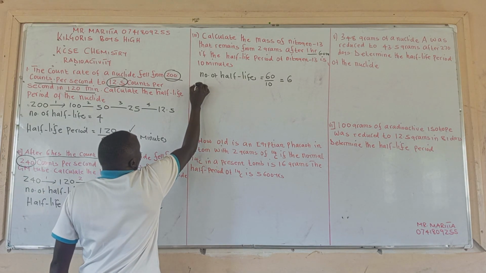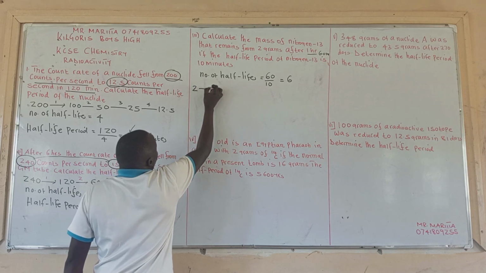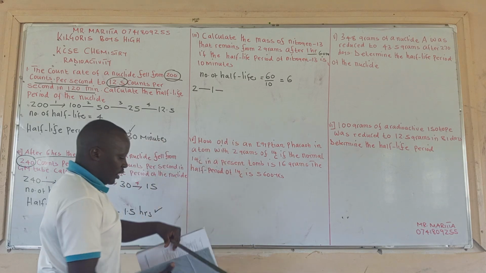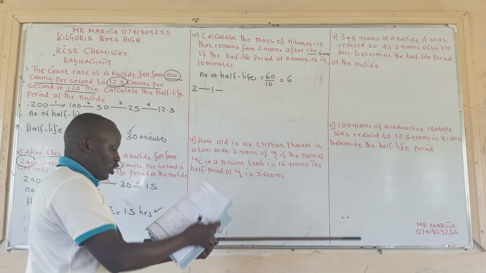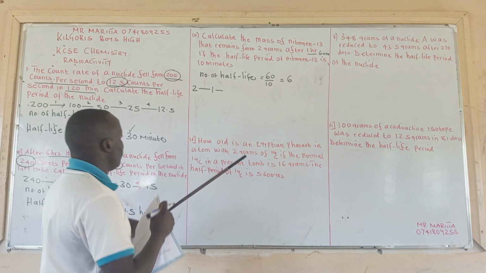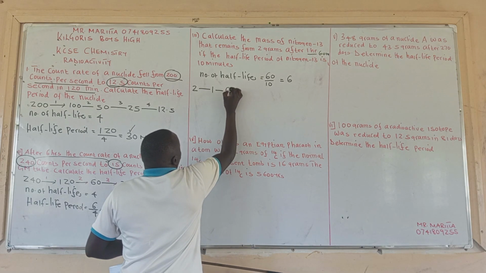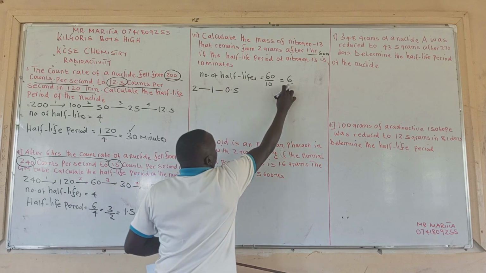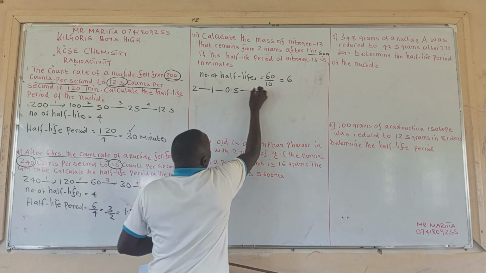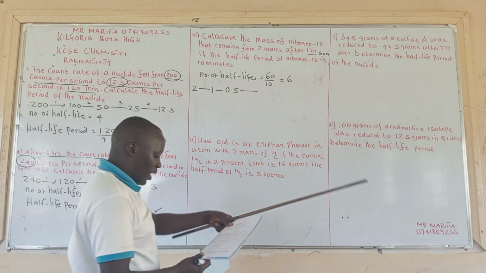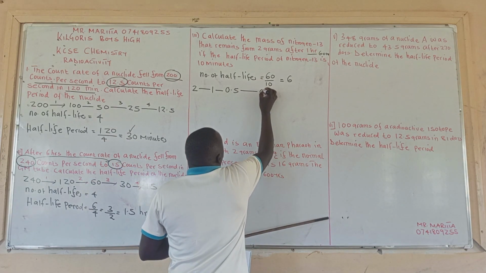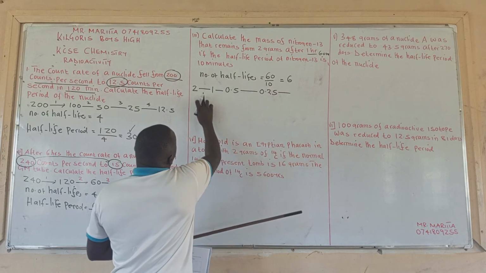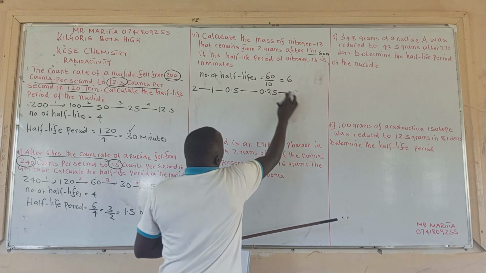First of all, you have 2. 2 divided by 2, we have 1. 1 divided by 2 gives us 0.5. So we have 1, 2. Still we are far away from 6. You divide this by 2, 0.5 by 2 gives us 0.25. We just proceed, so we have 1, 2, 3 up to 6.